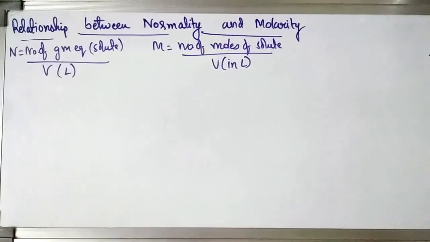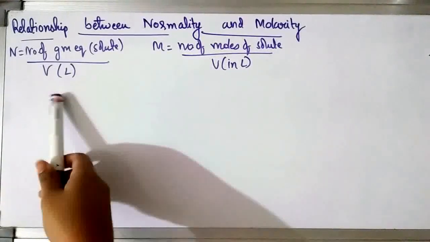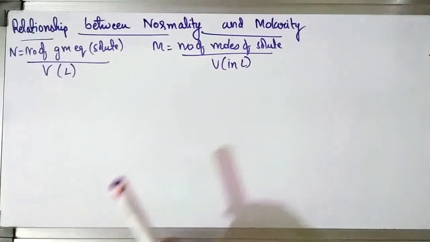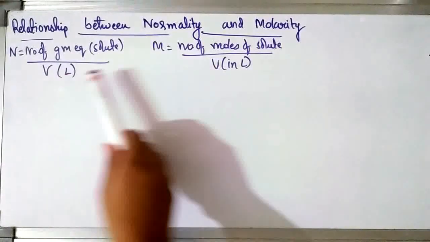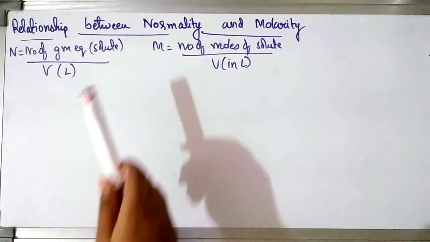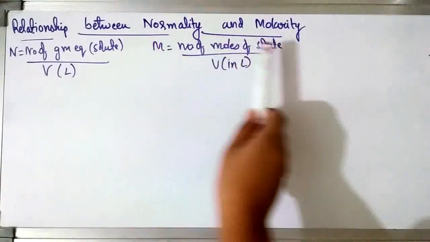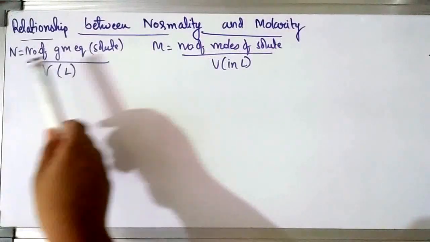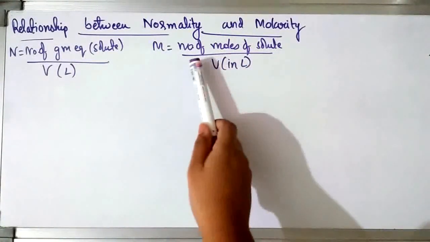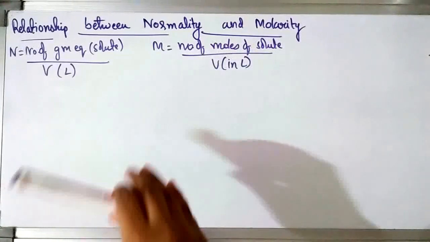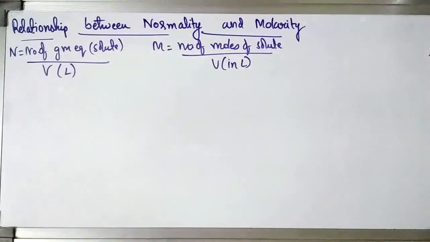Now let's talk about the relationship between normality and molarity. The following are the formulas for normality and molarity, and we have got things common between both of them, like both of them talk about the volume of solution in liters. Also in both of them we are talking about the solute, but in normality we are talking about the gram equivalents present in solute, and in molarity we are talking about the moles of solute. So now we are going to find out the relationship between both of them.